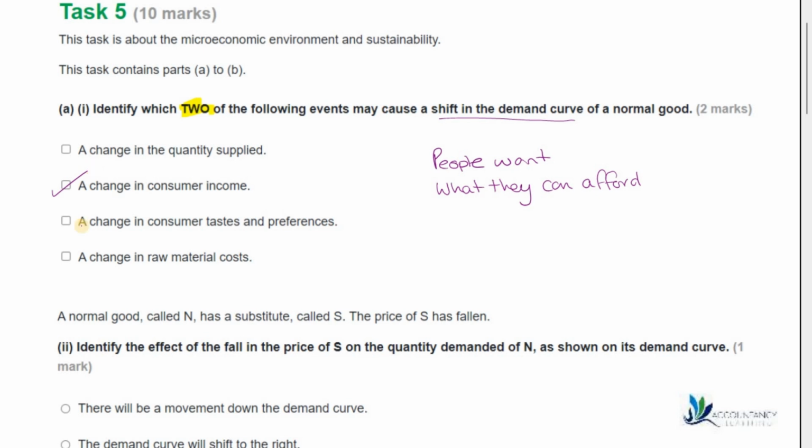A change in consumer tastes and preferences is going to be our second of two answers, because if the consumers decide that they no longer want a particular product, or they decide that they prefer something different, it is going to change the demand curve. So we have our two answers there, but then a change in raw material costs, just to finish off, that is more of an issue for the manufacturer rather than the demand being affected by it.